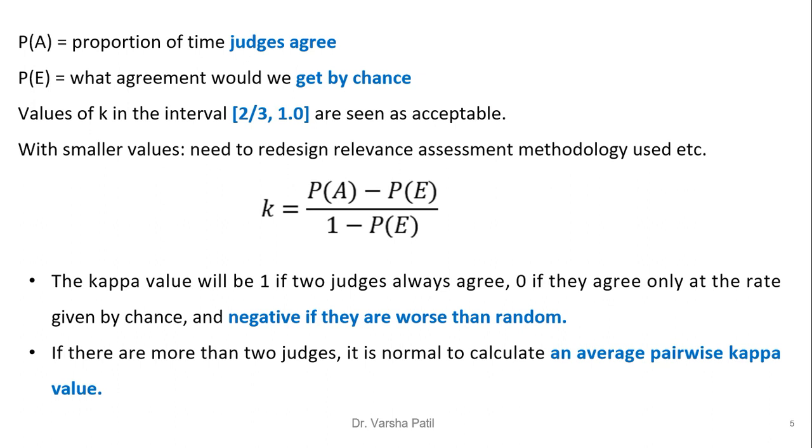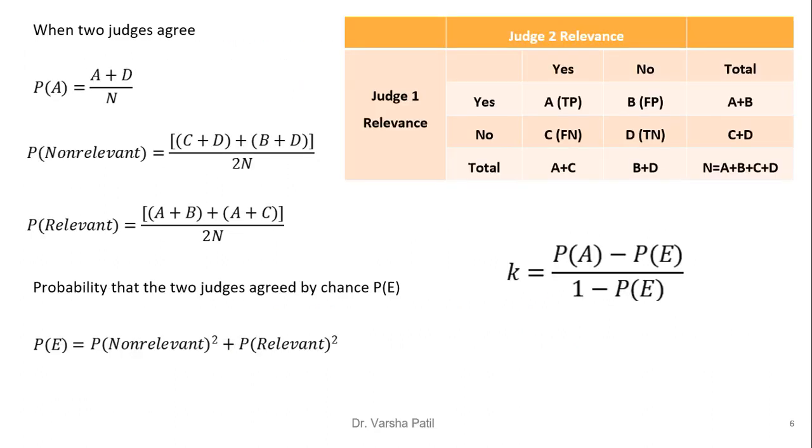The Kappa value will be 1 when 2 judges always agree. It is 0 if they agree only at the rate given by chance, and negative if they are worse than random. If there are more than 2 judges, it is normal to calculate an average pairwise Kappa value. For example, if there are 3 judges, we calculate for judges 1 and 2, 2 and 3, and 3 and 1, and after that we take the average of the Kappa results.